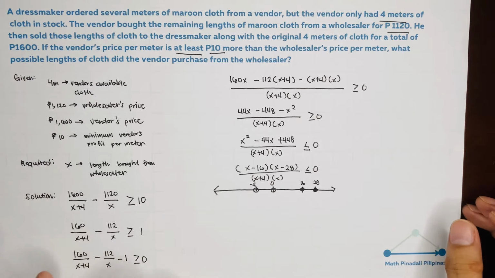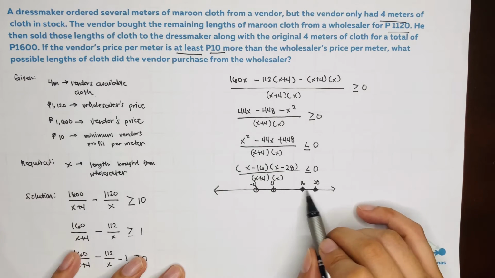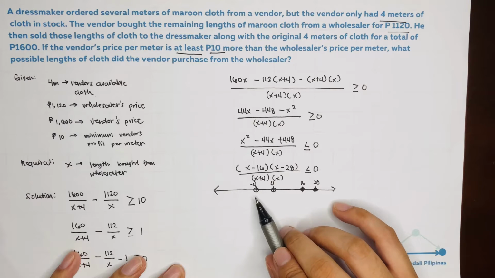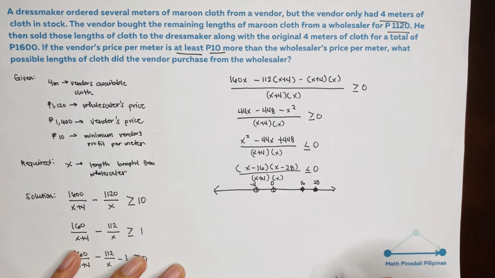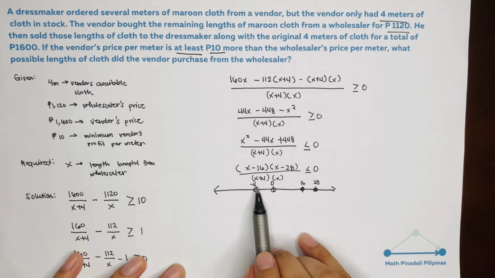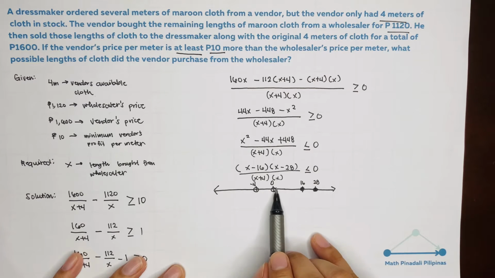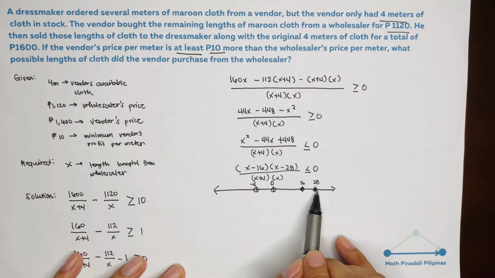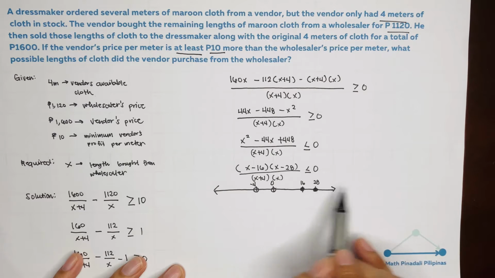Now, hindi pa tayo tapos. Alam pa lang natin yung kung included or not included yung critical values natin. What we are going to do now is to have a sign table para ma-determine natin if ito bang nasa left ni negative 4 ay included, yung nasa pagitan ba ni negative 4 and 0 ay included, yung nasa pagitan ni 0 at 16 ay included ba sa solution, or si 16 to 28 lang ba, or 28 and beyond. Okay, I hope that's clear.